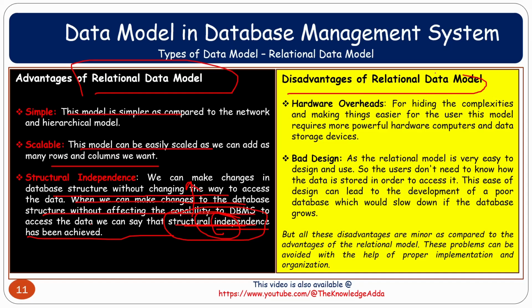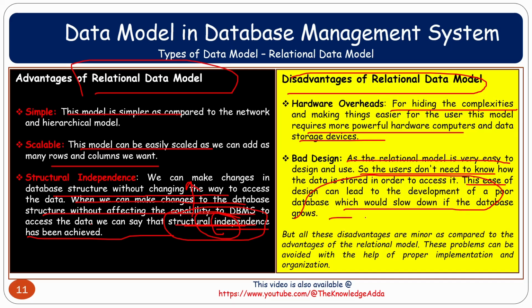Now talking about the disadvantage of the relational data model. For hiding the complexities and making things easier for a user, this model requires more powerful hardware, computers, and data storage devices. And also, as the relational model is very easy to design and use, the user doesn't need to know how the data is stored in order to access it. This ease of design can lead to the development of a poor database, which would slow down if the database grows.